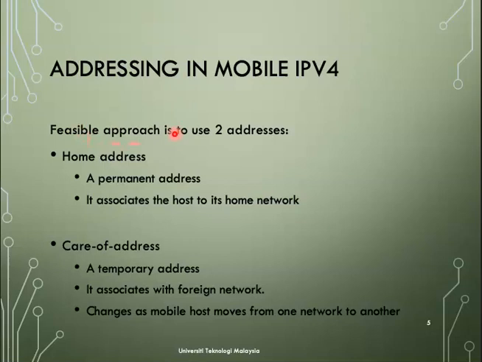For the approach in addressing in mobile IPv4, the feasible approach is to use two addresses: home address and care-of address. For the stationary host, it only has one address. For the mobile user, they will use two addresses. Home address is the permanent address. It associates the host to its home network. The care-of address is a temporary address. It associates with the foreign network. It changes as the mobile host moves from one network to another.